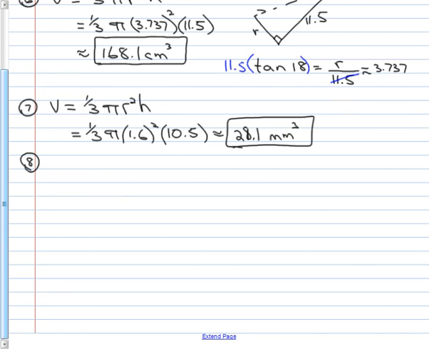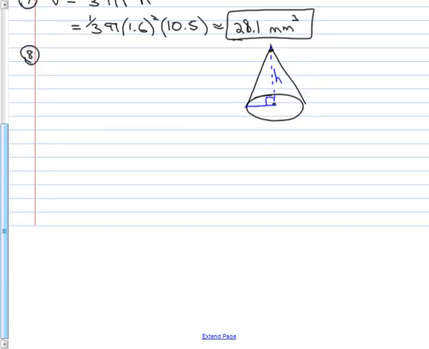Number 8, a cone with a slant height. We'll draw a little picture real quick. Here's my cone. The height of my cone would be that thing right over there. Where's the slant height of the cone go in the picture? This side. Slant height is the side. So they said a cone with a slant height of 25 meters. That diagram really helps me. I have a slant height of 25. Happens to have a radius of 15 down here.